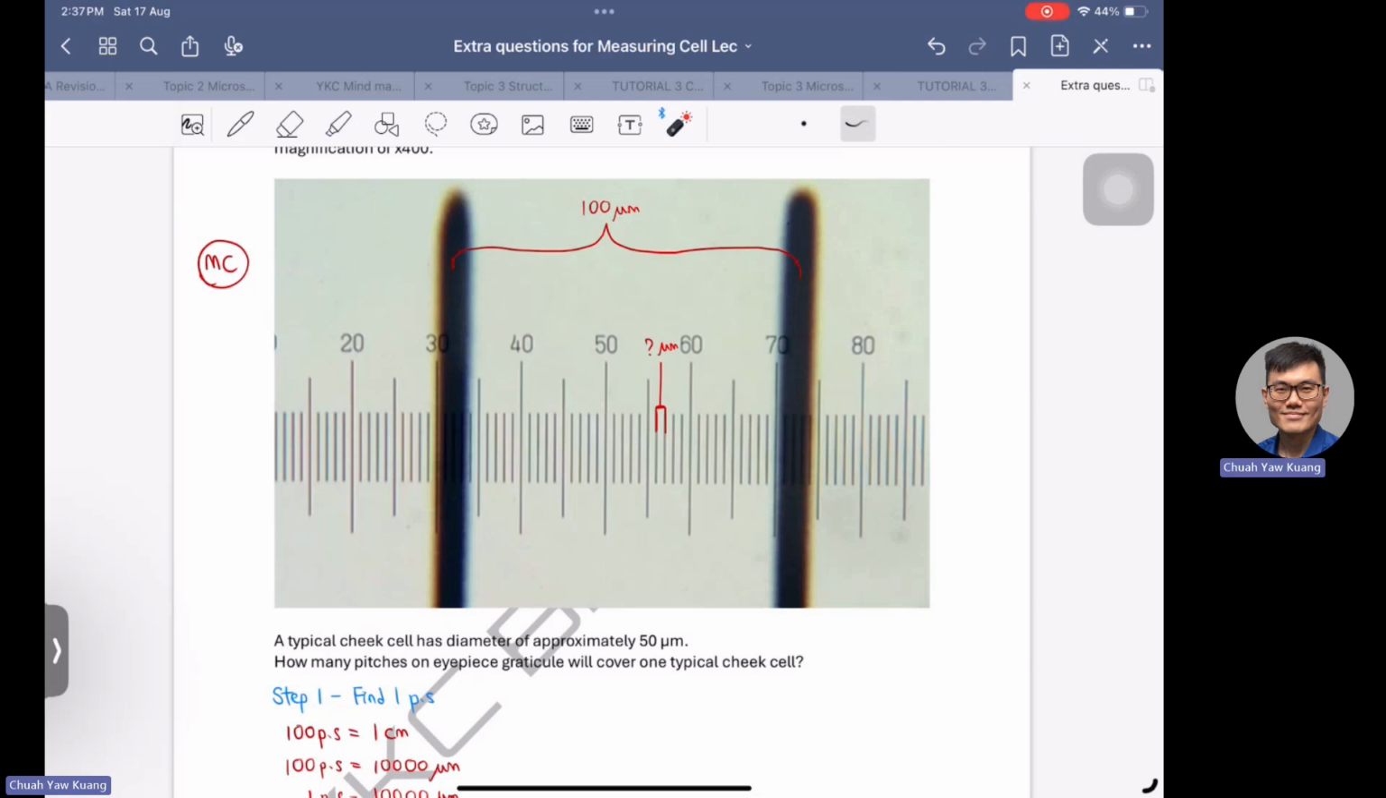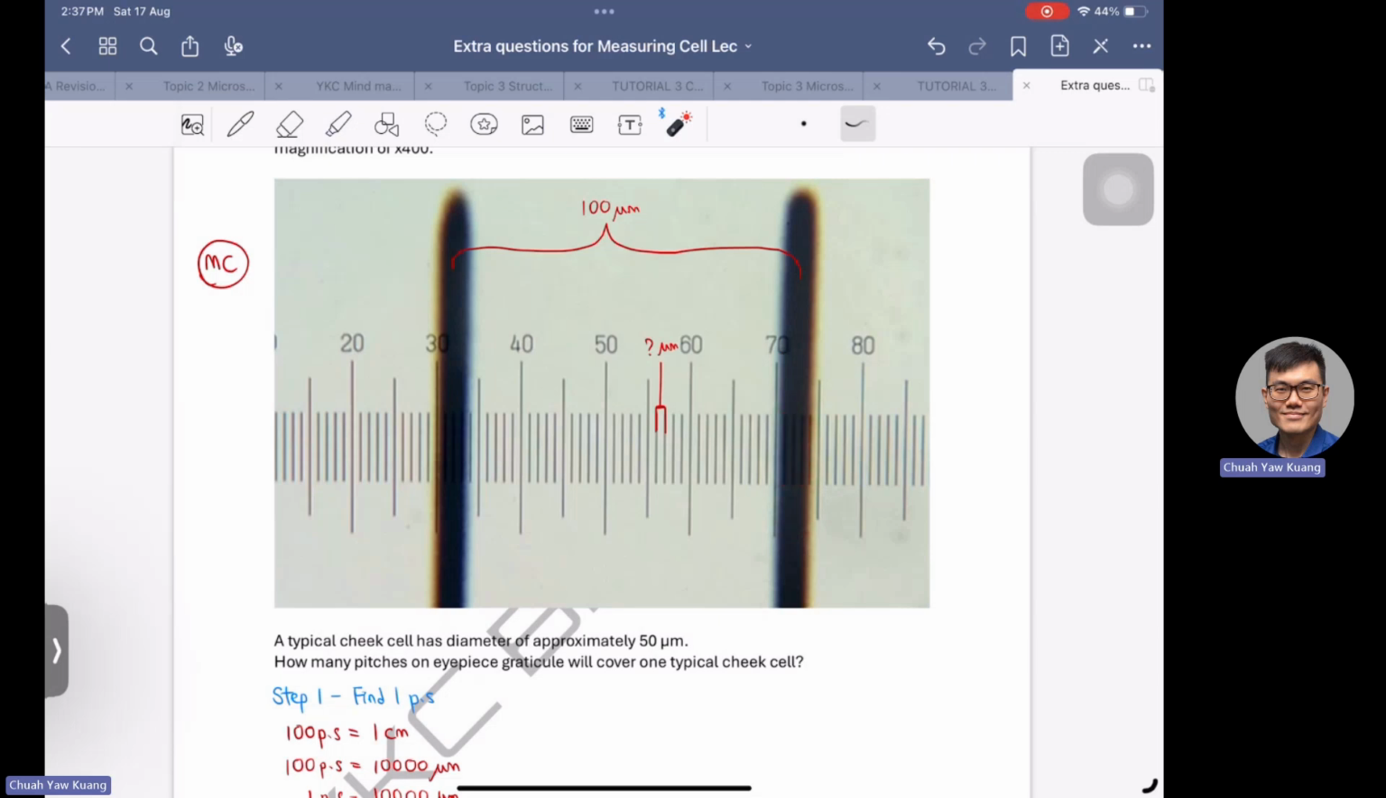So we have to see which line on the eyepiece reticule overlaps with them. In some figures, you will see that the stage micrometer line is so thick and the line for the eyepiece reticule is so thin. So which line are we going to use when we look for the overlapping line? For example, over here, you can see that this is 1 line of the stage micrometer, and it covers 3 lines of the eyepiece reticule. So which one should we use?